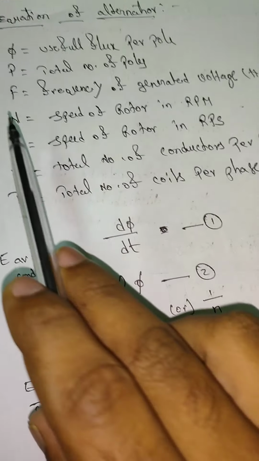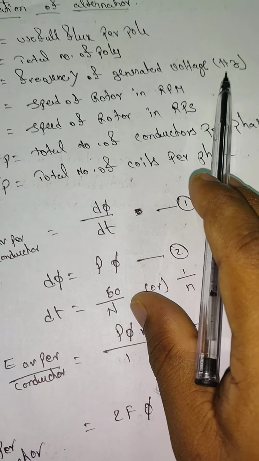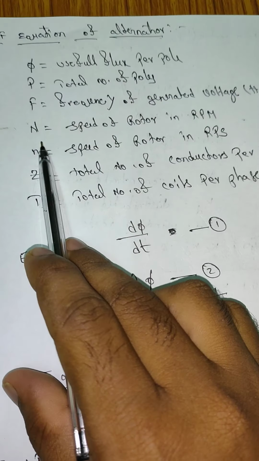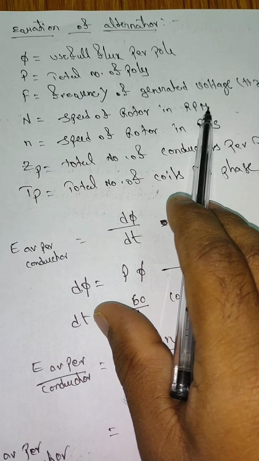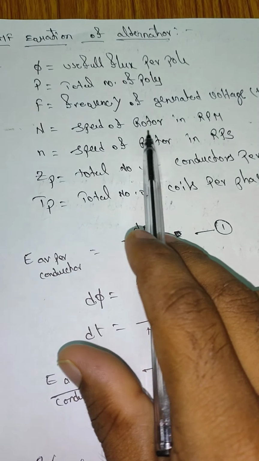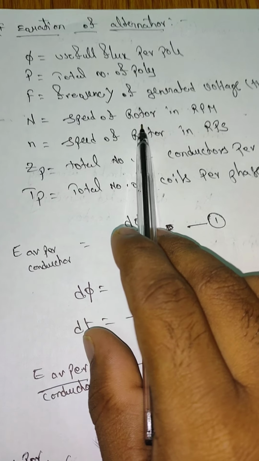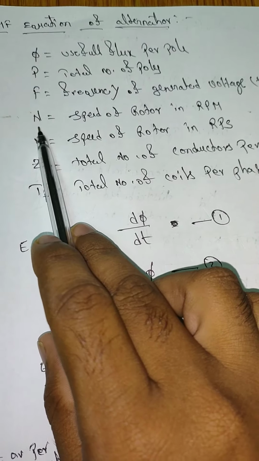Now what is f? It is the frequency of the generated voltage, and the unit of frequency is Hz. What is N? It is the speed of the rotor in RPM, that is revolutions per minute. Let us take it as capital N. The rotor rotates, and that speed we call the speed of the rotor, capital N.